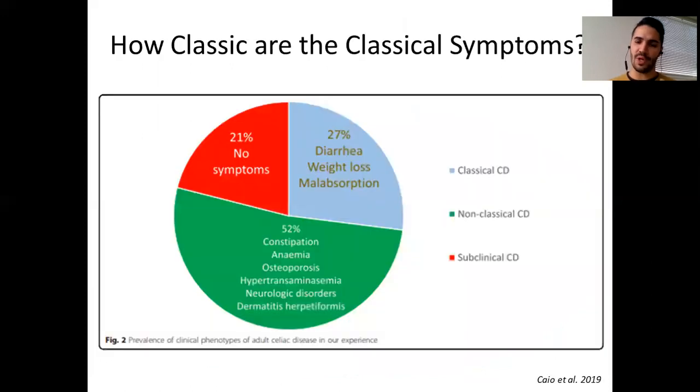And I think this is a really important diagram to help understand that actually, from this research paper, only about a third of people with celiac disease present with these common digestive symptoms. So that's a really small proportion, whereas we're looking at half of people presenting with neurological disorders, the skin manifestation of celiac disease, dermatitis herpetiformis, osteoporosis, weak bones, anemia. So that's about 50%, and then 21% have no symptoms.